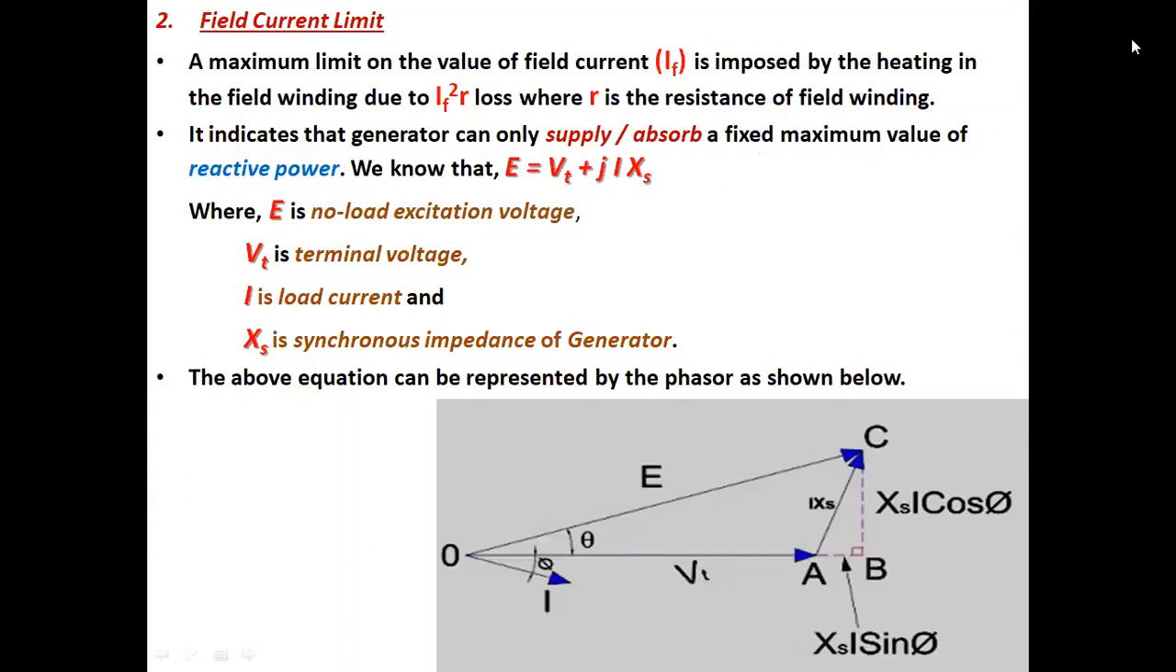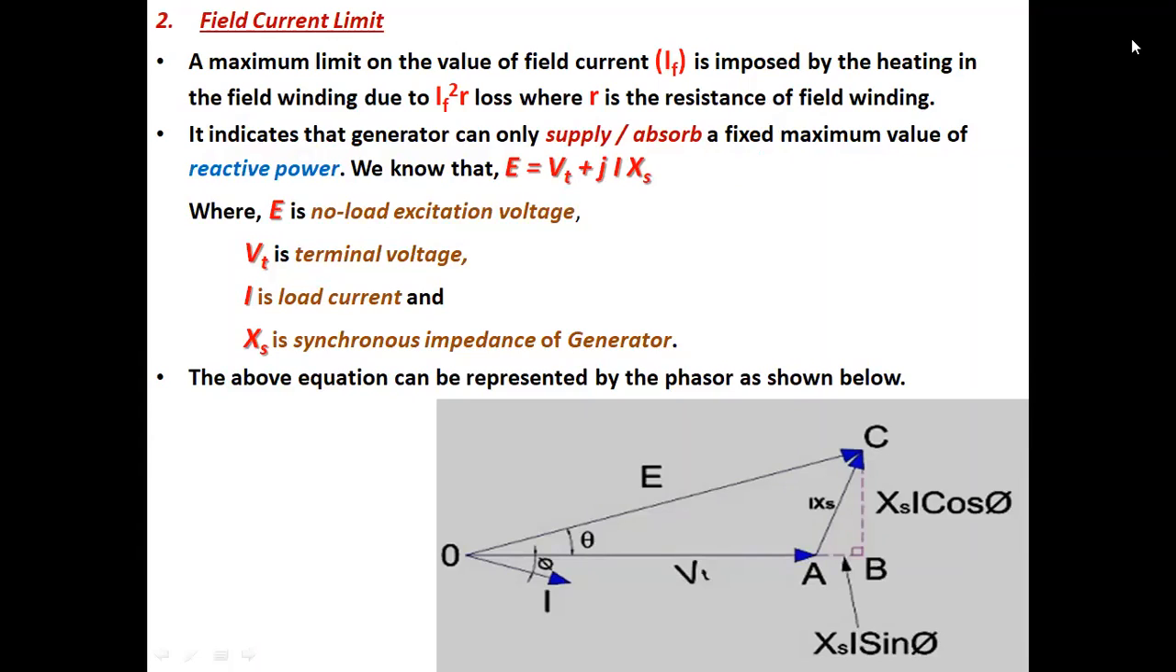Field current limit. Second point. A maximum limit on the value of field current IF is imposed by the heating in the field winding due to IF square R loss, where R is the resistance of the field winding. It indicates that generator can only supply or absorb a fixed maximum value of the reactive power.